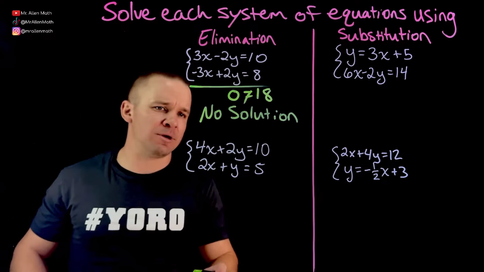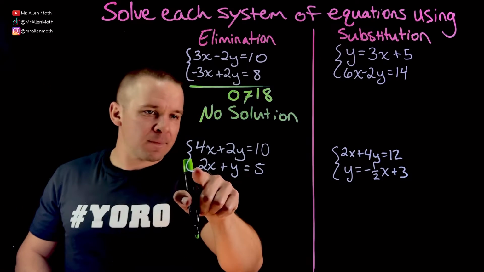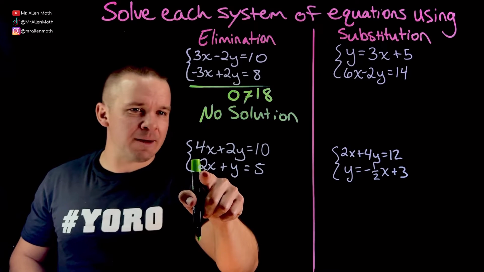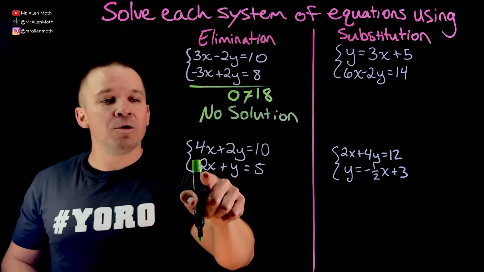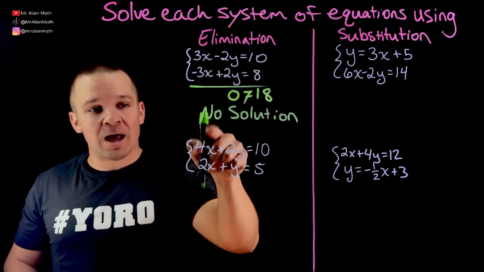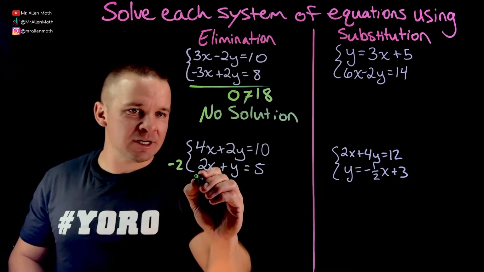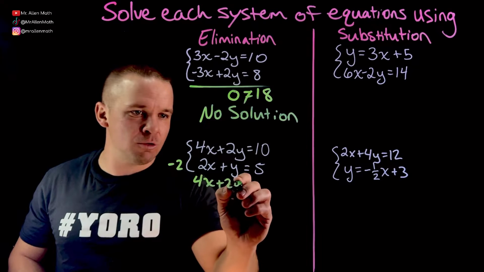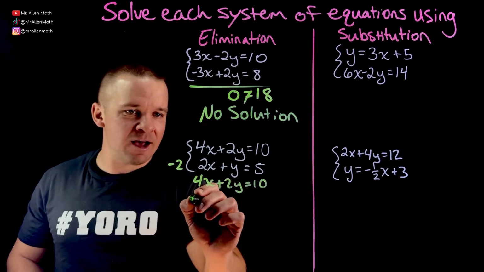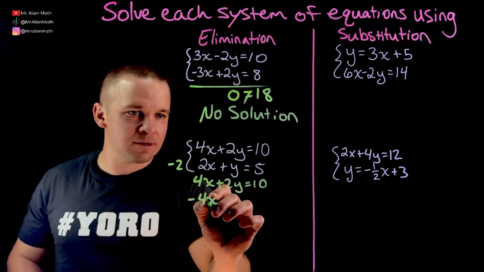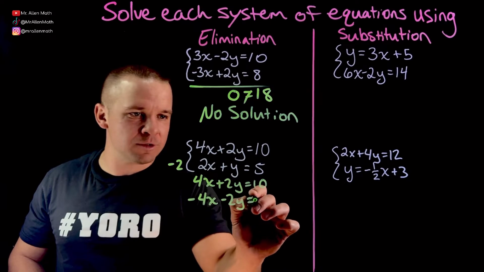Let's see what happens on this one here. First one, I'm going to multiply this guy by a -2, would then get it to -4, and allow me to cancel, right? So if I multiply the whole bottom equation there, the top one's going to stay the same, 4x plus 2y equals 10, and then I'd have -4x minus 2y equals -10.